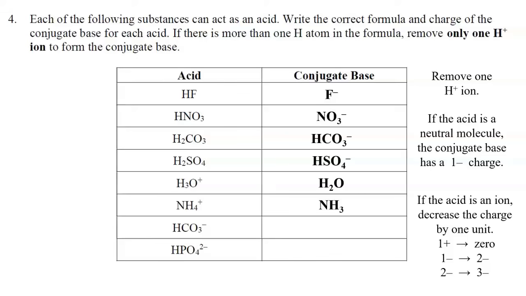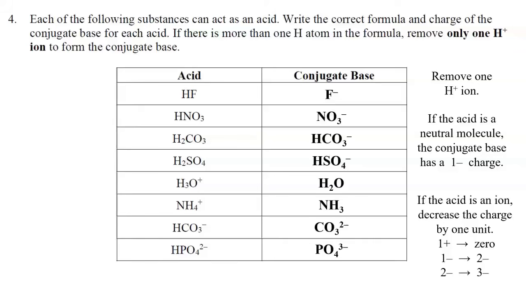And if there's a -1 charge, then it becomes -2 to form the conjugate base. So in HCO3-, we remove H+, and now we have CO3, carbonate, with a charge of 2-. And HPO4 already has a 2- charge. We remove the H+, and now we go from 2- to 3-. So we form the phosphate ion, which is PO4 3-. So all of those formulas have the correct formula and charge. Those are the conjugate base for that corresponding acid.